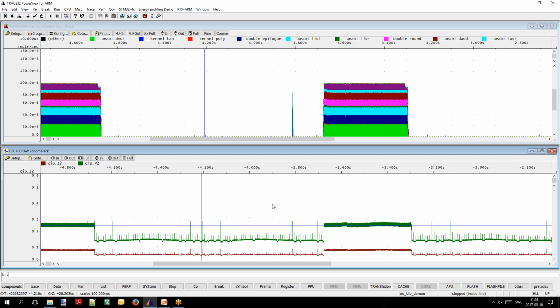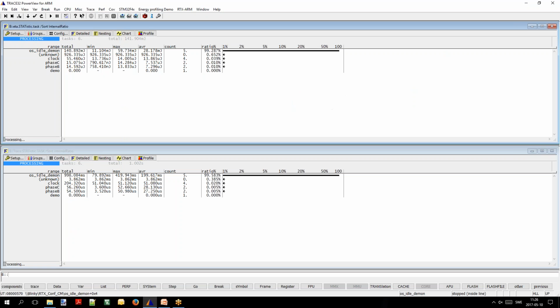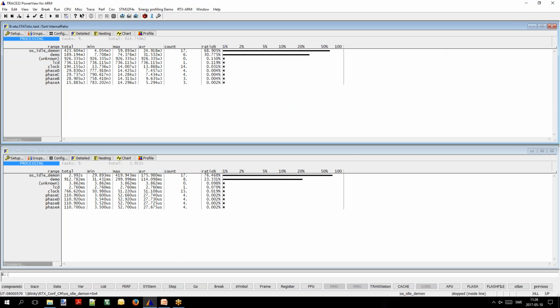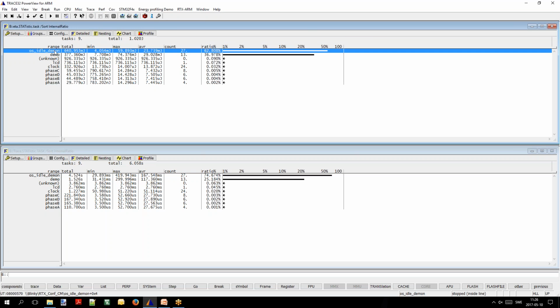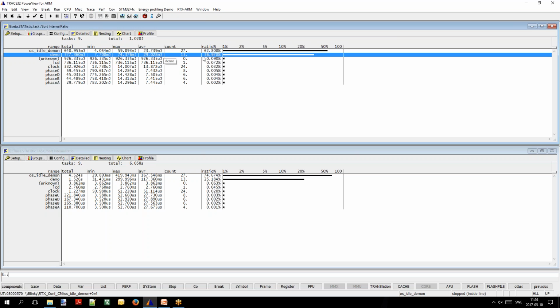Also, we are able to look at task level, so if we would like to know how much energy each RTOS task is consuming, and also how much time we spend in each RTOS task. As you see here, in the RTOS task of idle, we spend 63% of the time, and we spend 37% of the energy in the demo, and the demo task is the one that holds the trigger function.